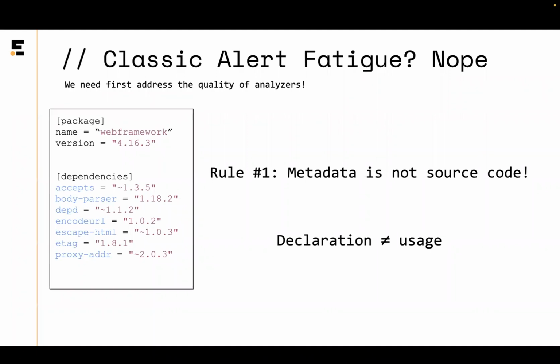And I think rule one is that we should not treat metadata as source code, because declaring packages does not really equate to how we're using packages. And I think the first way to address this whole problem with doing analysis of dependencies is that we need to move towards usage in general.